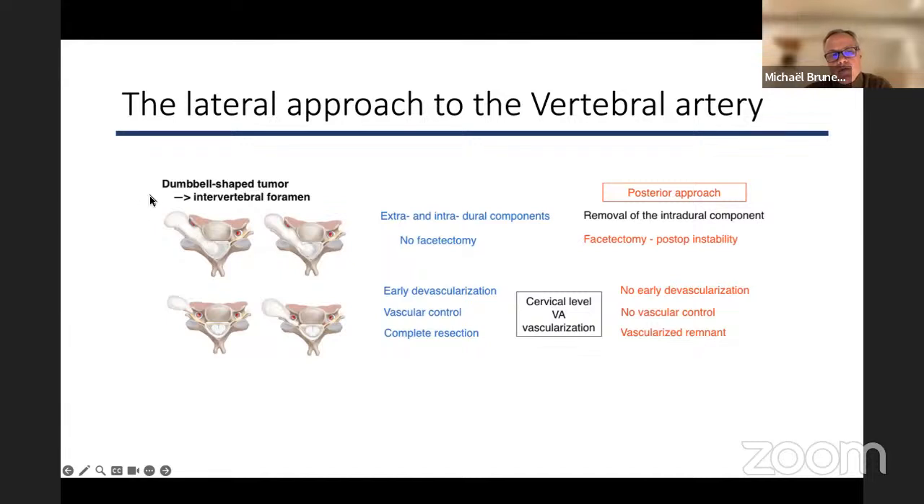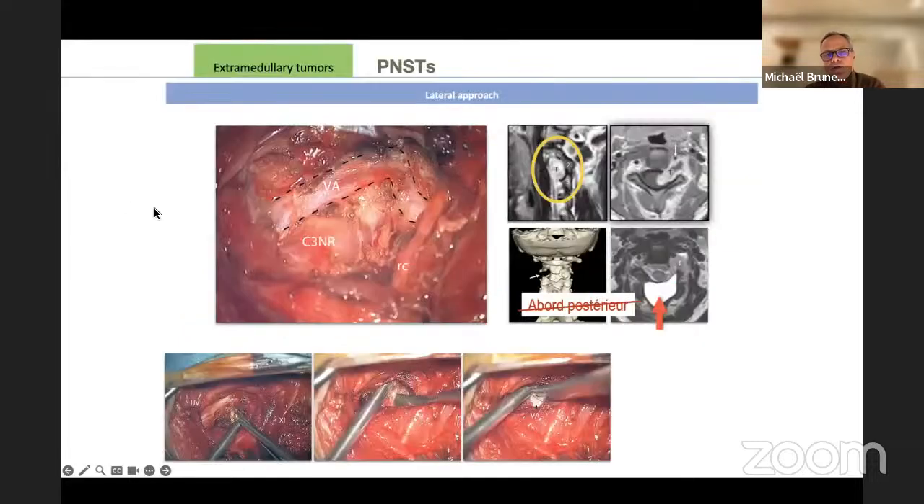And the interest of using a lateral approach compared to a posterior approach is that you can remove all the components of the tumor. You do not have to perform a facetectomy. You will be confident with the vertebral artery, which is exposed, and you will devascularize the tumor at the first steps of the surgery. So there is a lot of interest in doing those surgeries through a lateral approach. And this is a case to illustrate that.